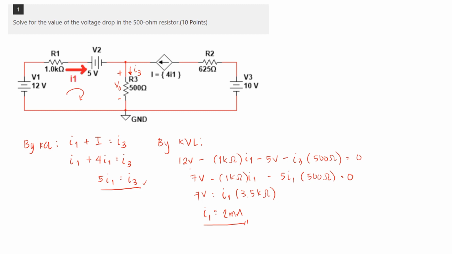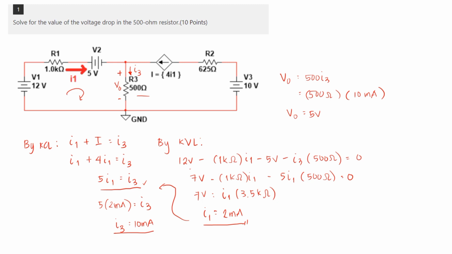Now that we have solved for I1, we can substitute this in the first equation. So 5 times 2 milliampere is equal to I3. Therefore, our I3 is equal to 10 milliampere. Now we can solve for our V sub O via Ohm's law: 500 times I3, or 500 times 10 milliampere. Therefore, our V sub O is equal to 5 volts.